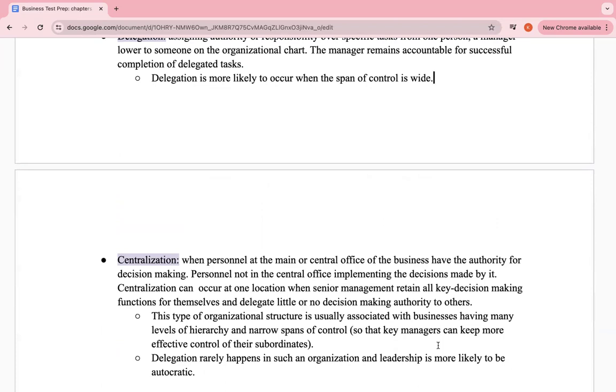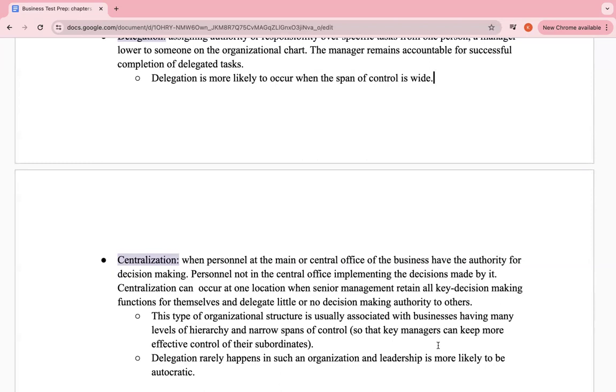Centralization can occur at one location when senior management retain all key decision making functions for themselves and delegate little or no decision-making authority to others. This type of organizational structure is usually associated with the business having many levels of hierarchy and narrow spans of control, so that the key managers can keep more effective control of their subordinates. And delegation rarely happens in such an organization, and leadership is more likely to be autocratic.